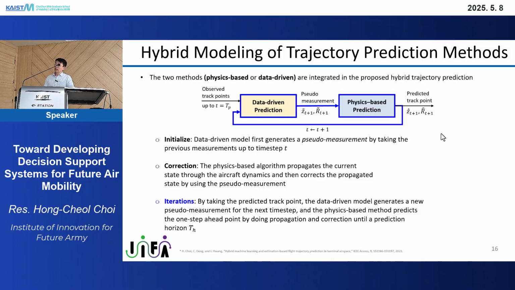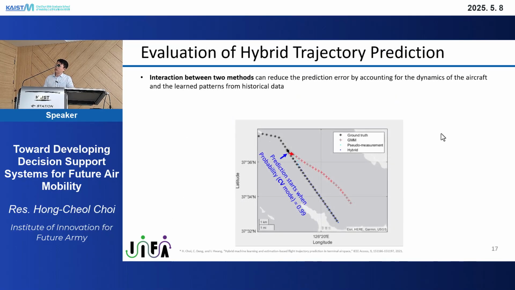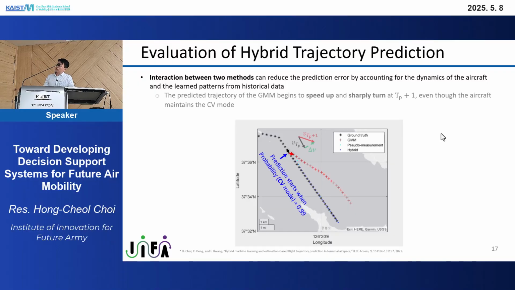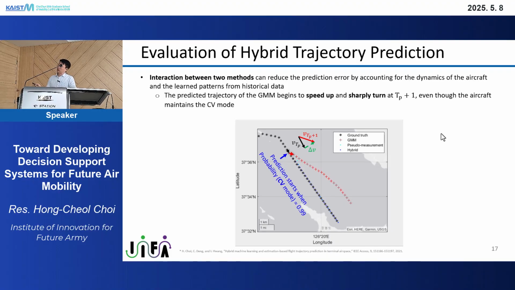So why this hybrid modeling is important, I want to show some illustrative examples. So the red one is the data-driven method, and as you can see, in the current trajectories, we are here at this time step, and the aircraft is going straight, which means the probability of constant velocity mode is 0.99. So it stays in the constant velocity mode, but suddenly the Gaussian mixture model generates somewhat infeasible predictions, as you can see here. So this is the vector of the current time step, and the prediction shows somewhat infeasible or unexpected maneuvers here. So this does not match the current dynamics.